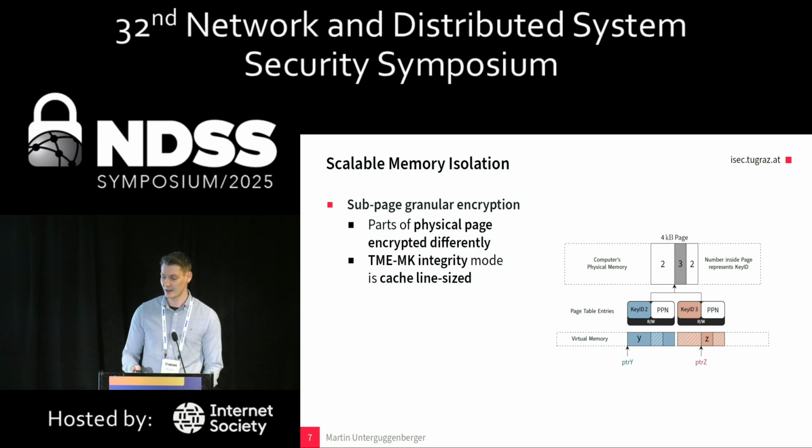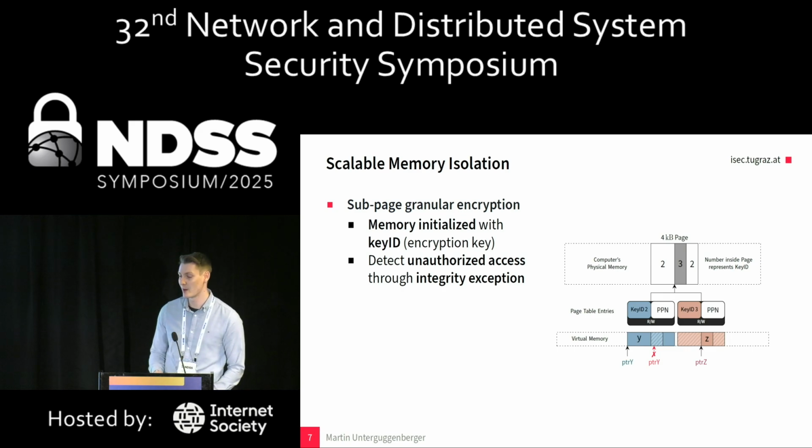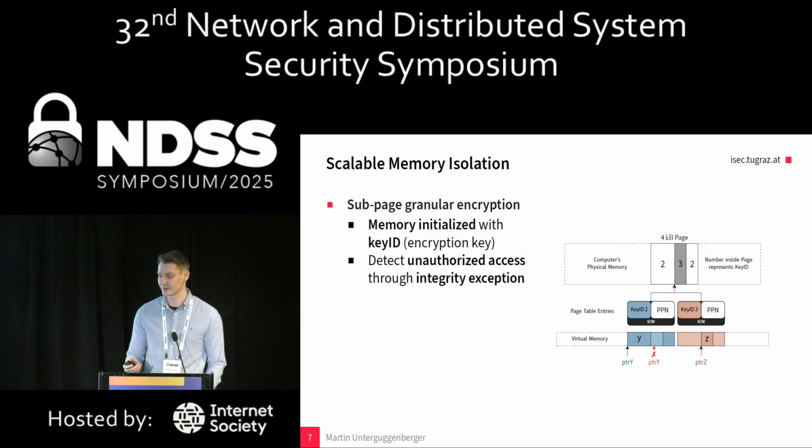The integrity mode of TME-MK is cache line sized. As this is the granularity of the MAC, this is our smallest granularity. So we can assign parts of the page to sandbox 3. And as soon as the memory is initialized with this key ID, in this example with key ID 3, parts of the page get encrypted. And again, we are able to detect unauthorized access through the integrity exception. So when sandbox 2 tries to read the memory from sandbox 3, this is again detected by a MAC mismatch.